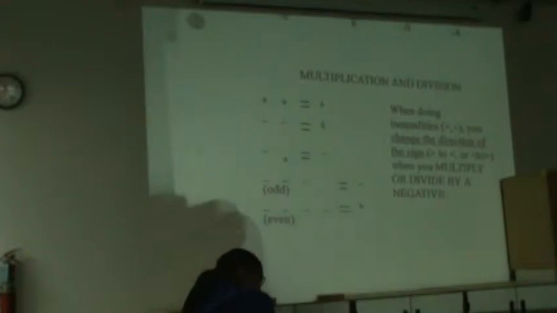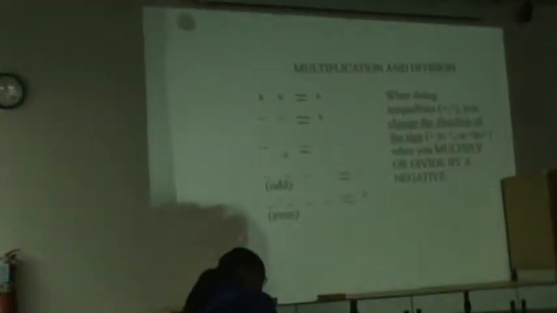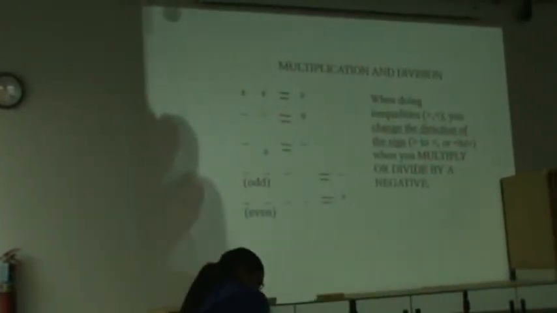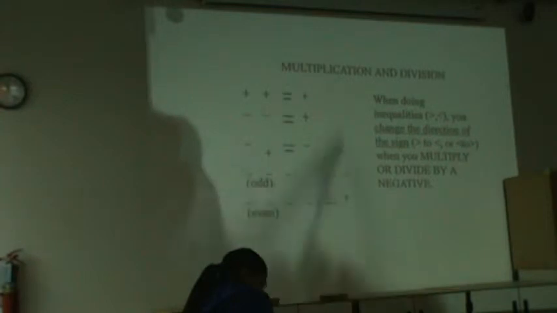Okay? So if you multiply two negative numbers, you get a positive. If you multiply opposite signs, you will get negative. You don't see which one's larger, nothing like that. This works for both multiplication and division. Okay? There's your rules right there.